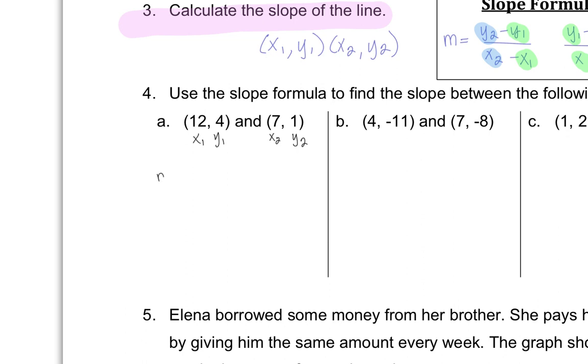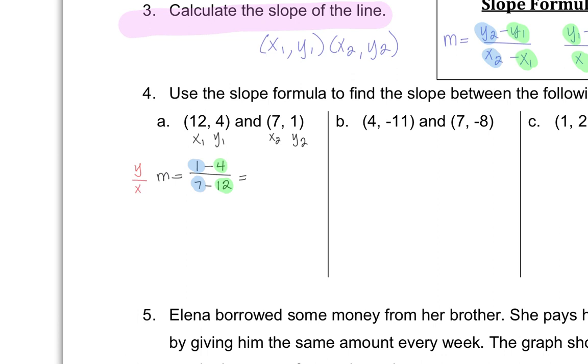So to find our slope, we have y2, which is 1, minus y1, which is 4, over x2, which is 7, minus x1, which is 12, okay? So we're making sure to match up. This is from the second point, that's from the second point. This is from the first, so that's from the first, okay? And we always want to make sure y values are on top, x values are on the bottom.